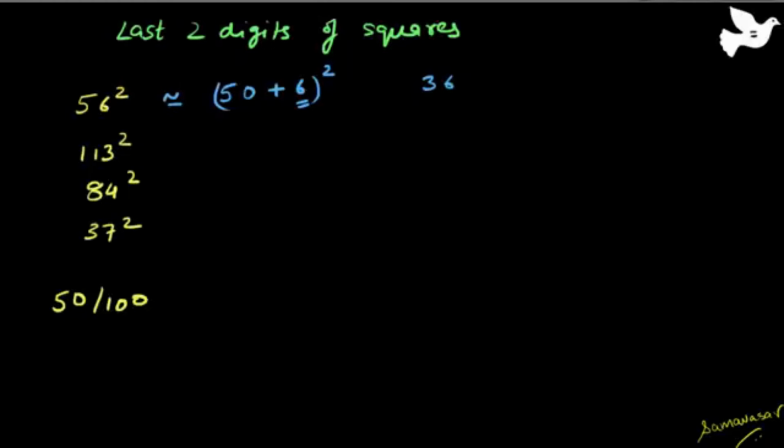So let us solve more questions so that we know that we are clear. 113 raised to the power 2. This can be written as (100 plus 13) raised to the power 2. So the last two digits will be the same as the last two digits of 13 square. So whenever you have 50 plus something or 100 plus something or 50 minus something or 100 minus something, you just take this plus or minus expression. 13 square is 169. So the last two digits will be 69. So for 113 raised to the power 2, the last two digits will be 69. And obviously, you will be using this in many questions in the later stages.